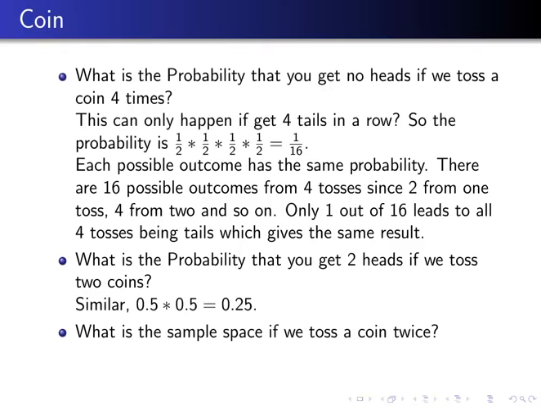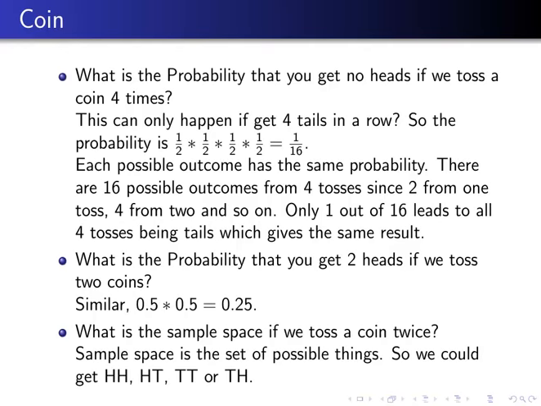What is the sample space if you toss a coin twice? The sample space is just a set of possible outcomes, possible things that we might get. So we could get head-head, head-tails, tail-tails, or tail-heads. So the 4 possible outcomes.